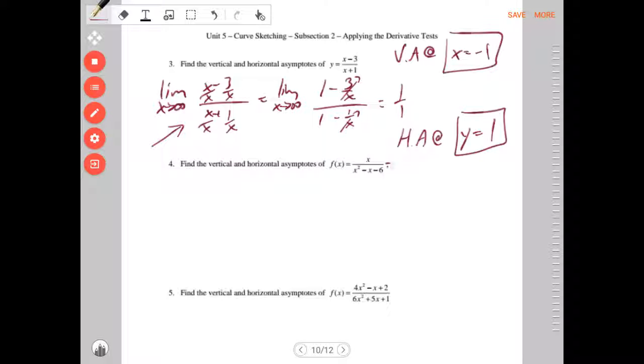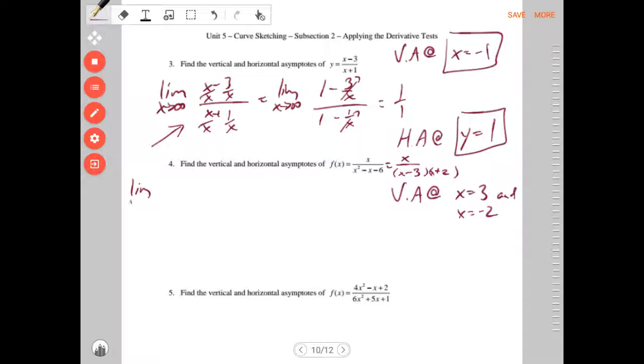Okay, so this guy we have to factor to find our vertical asymptotes. So we get x, okay, so that's going to be 3 and 2, minus and plus. So x minus 3, x plus 2. Okay, so we have vertical asymptotes at x equals 3 and x equals negative 2. So those are our vertical asymptotes. Okay, no big deal. And then we do the limit thing.